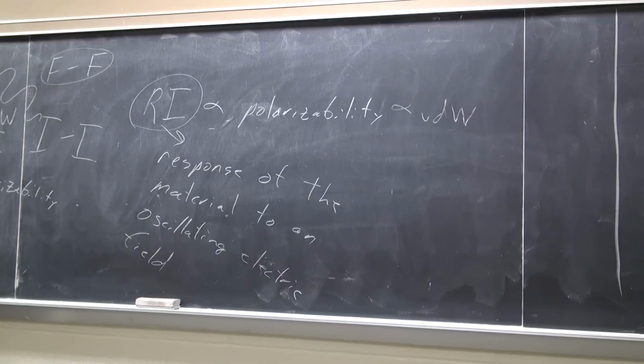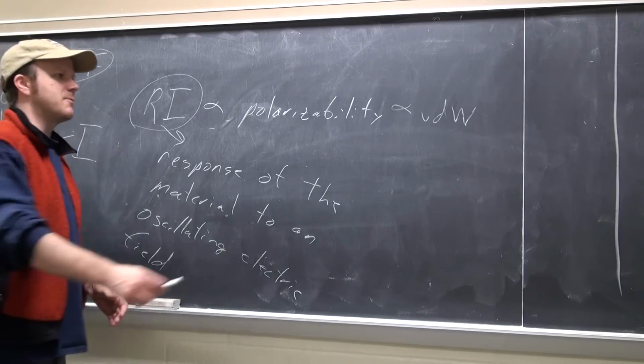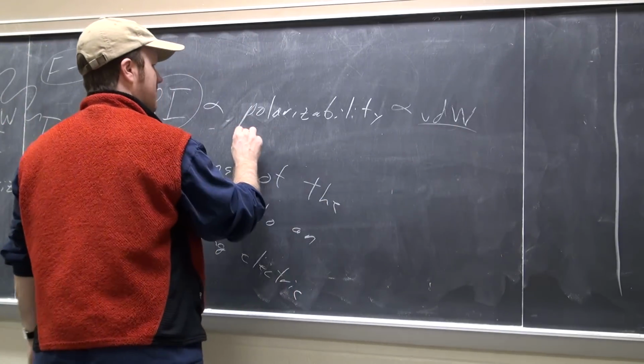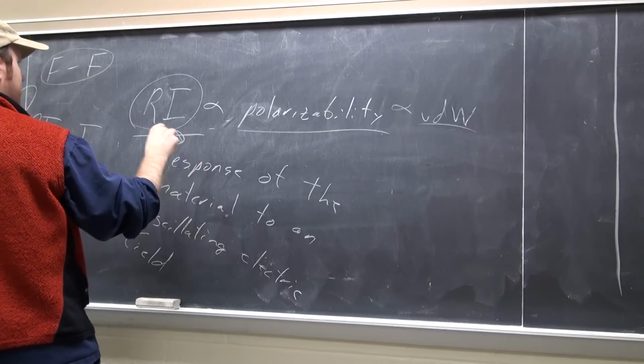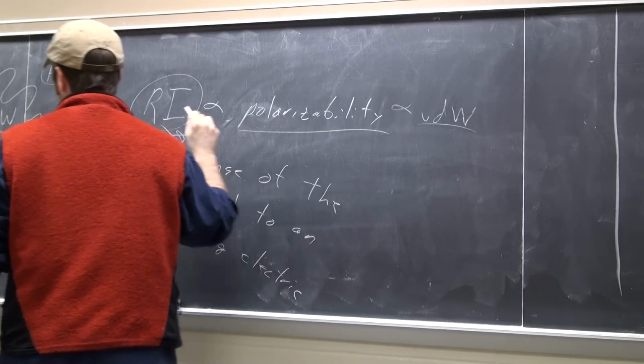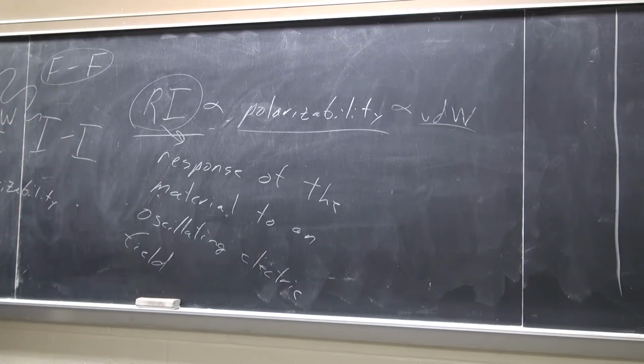So the refractive index gives you an idea about how much you can shake those electrons around when you send in this oscillating field. And so given the fluorine and iodine example, we talked about van der Waals forces, we've talked about polarizability, and now we've talked about refractive index, so we can link these things up. What about dielectric constant?